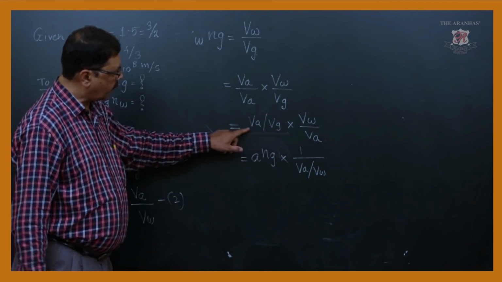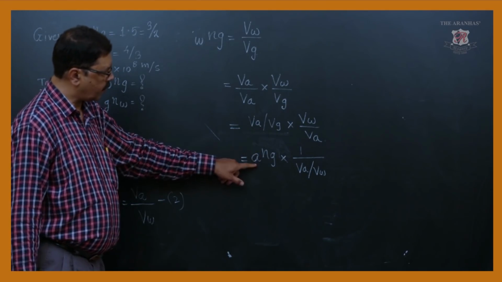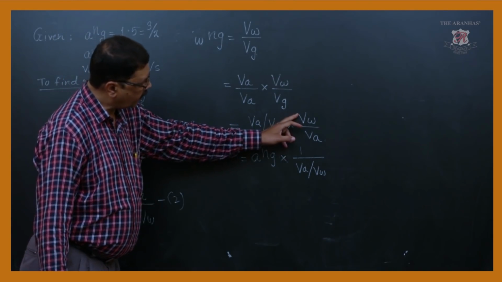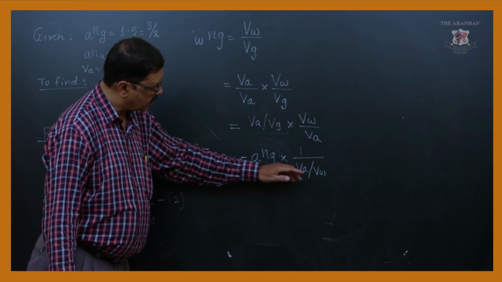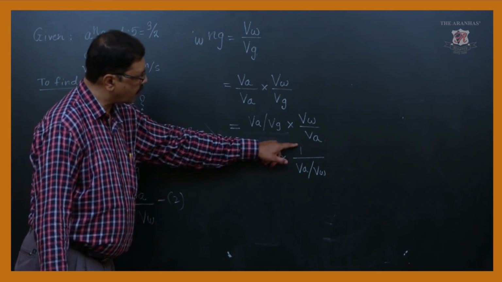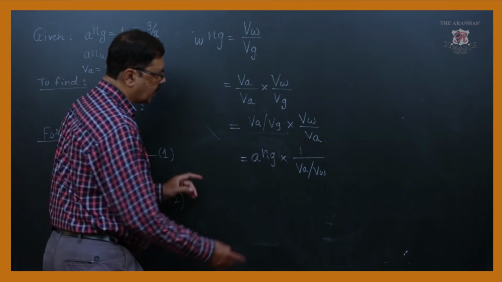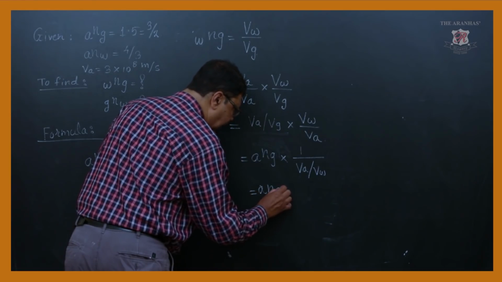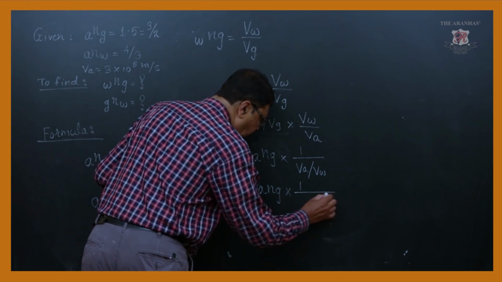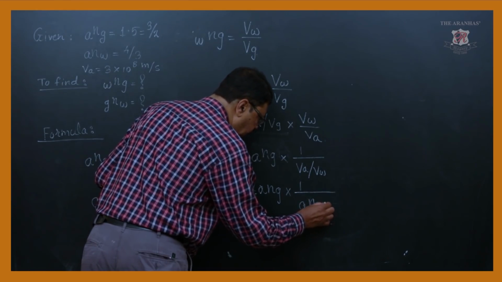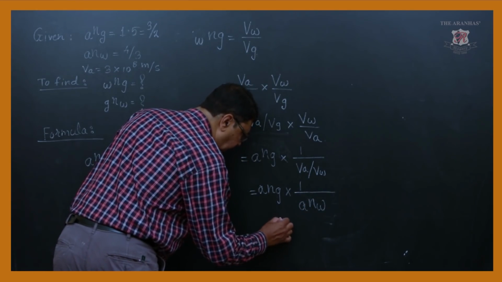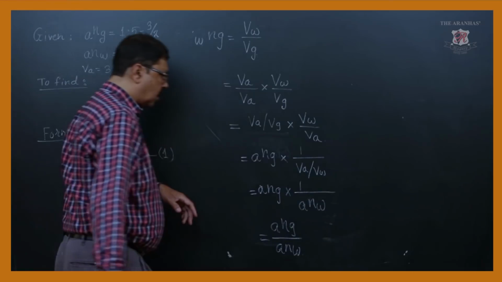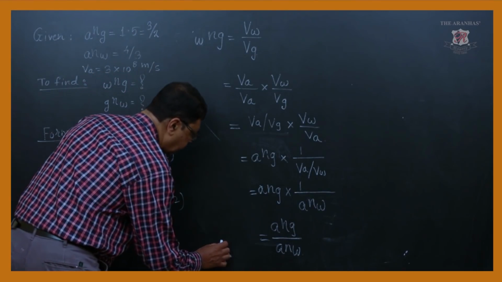Check. Forget about this. This is the basic definition. Va upon Vg is aμg multiplied as it is. Now I am taking Vw in the denominator. This is the same as this. This Vw is going to go up and the value is retained. What is Va upon Vw? This is aμw. So aμg as it is, multiplied by 1 upon aμw, that is aμg upon aμw. This is what? wμg.